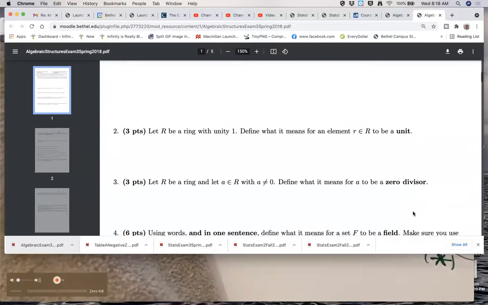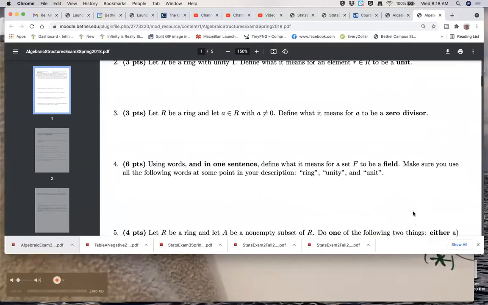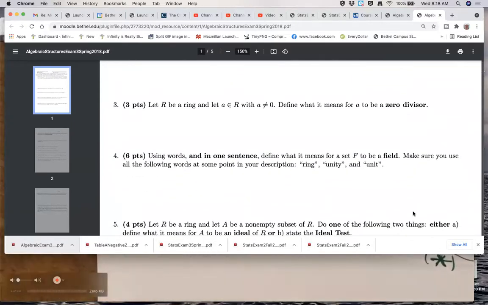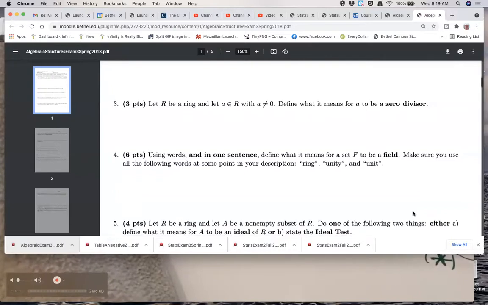Define what it means to be a unit, zero divisor. Oh, here we go. One sentence definition of what it means for F to be a field. You may assume in this one sentence that you know what a commutative ring with unity is. And you also need to assume you know what a unit is. I'll let you think about that. I've said that a number of times.